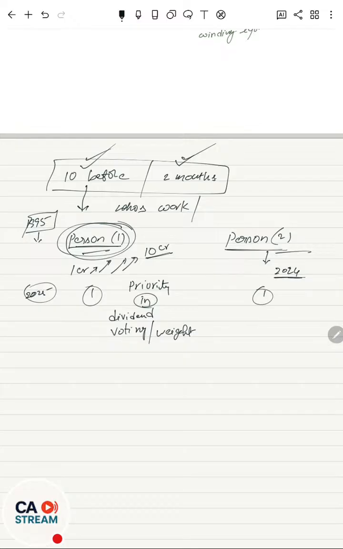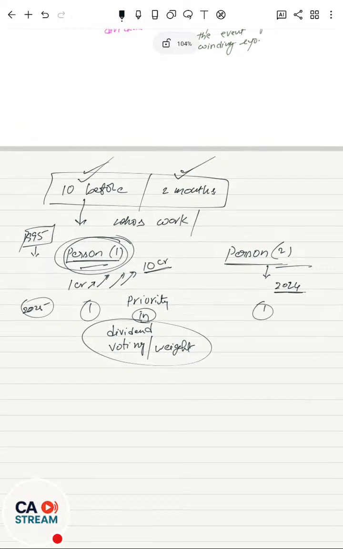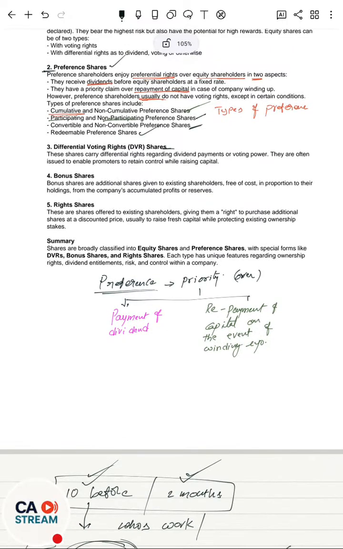Both these persons will get only 1 vote only. But the person who is standing with the company since long back will get his priority. That is nothing but what we call differential voting rights, regarding dividend, regarding repayment, regarding voting power. All are different. Maybe, but it is not mandatory to issue equity shares with differential voting rights and without differential voting rights. There may be a possibility to issue the differential voting rights.